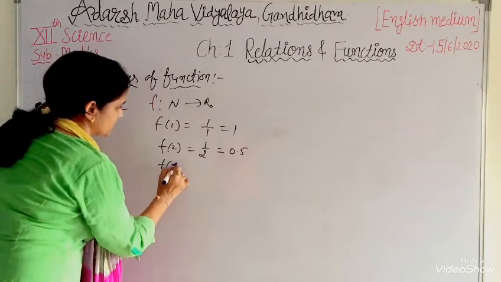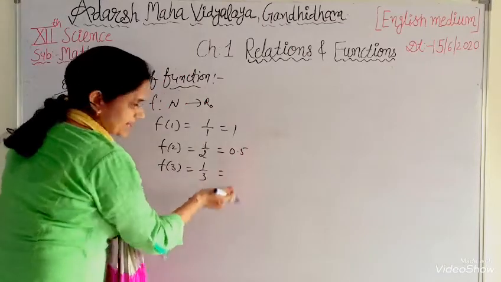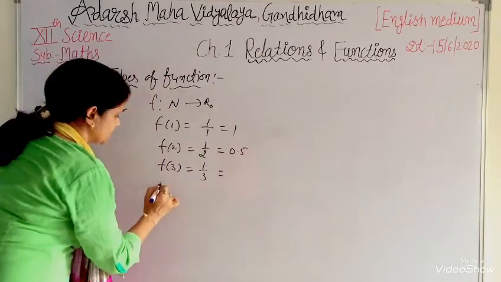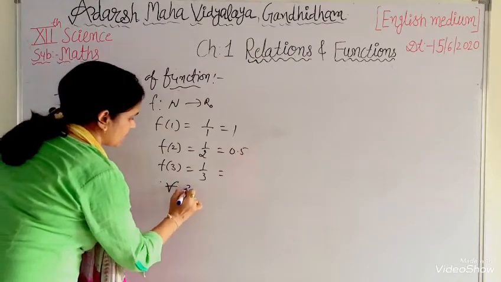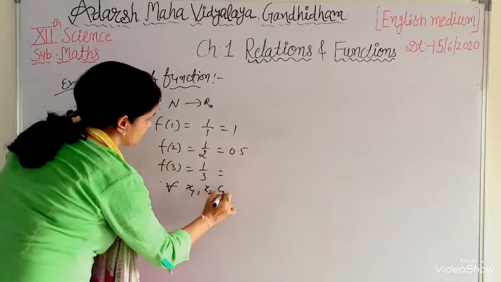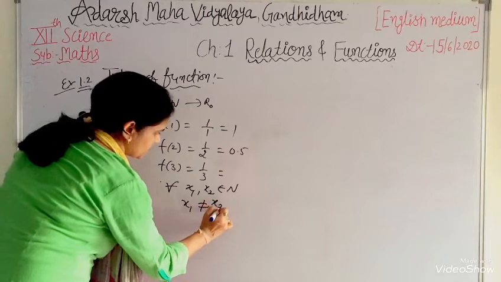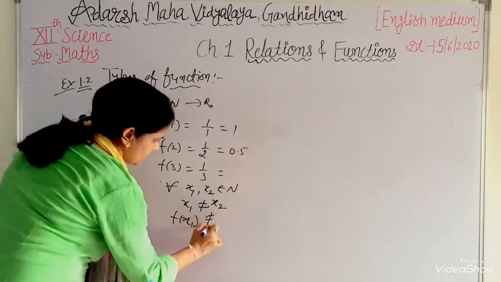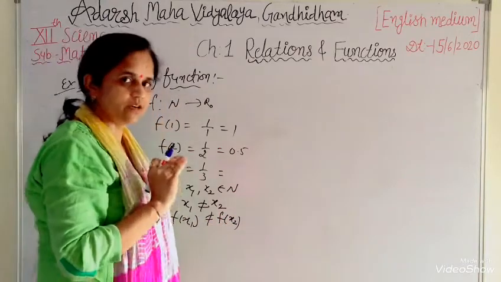Same as image of 3, 1 by 3. Means we will get different images for different elements. So f is 1, 1. You can write like this, students, that for all x1, x2 belongs to N, if x1 is not equal to x2, then fx1 is not equal to fx2. Hence function is 1, 1.